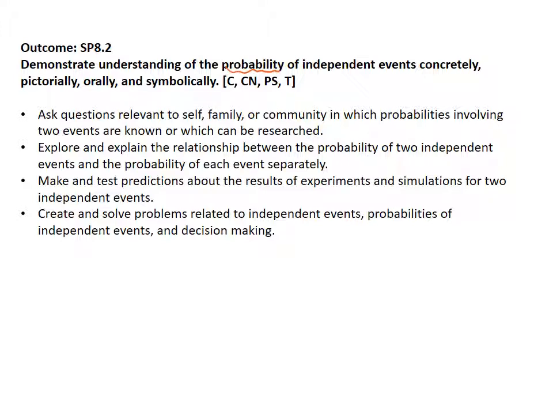This is actually very similar to the grade 7 outcome in probability, where we talked about combining independent events. And so independent means two events that really have nothing to do with one another. So if I roll a die and I get 6, that really doesn't have any bearing on what the next roll is going to be. So independent events have nothing to do with each other.